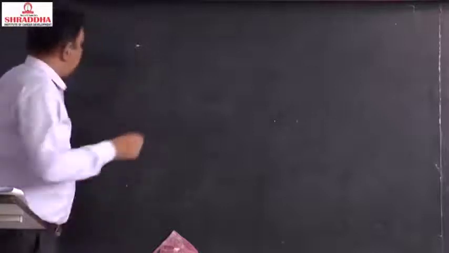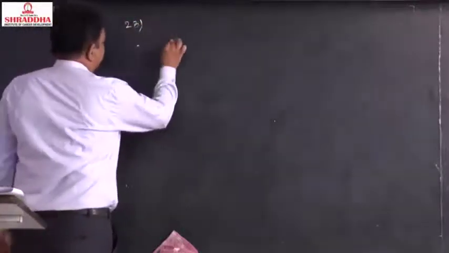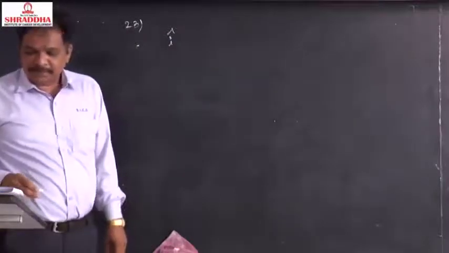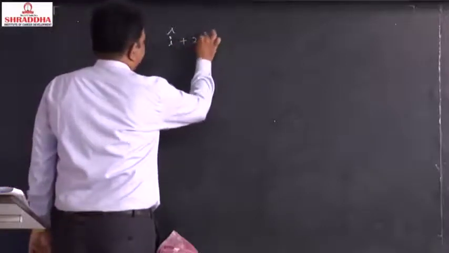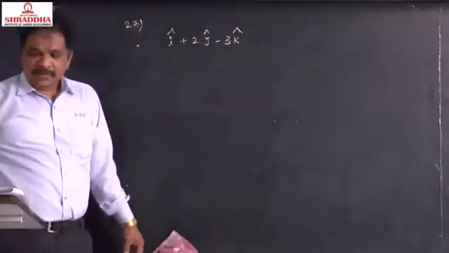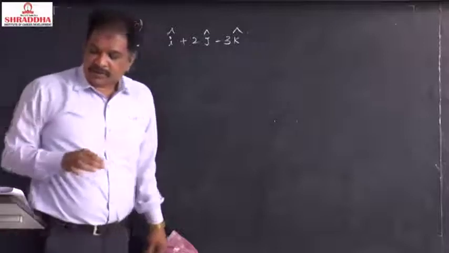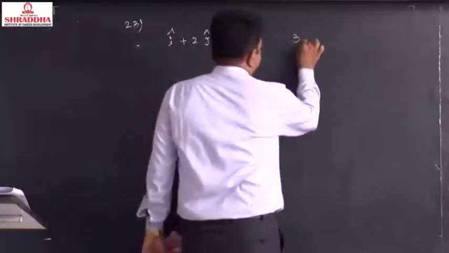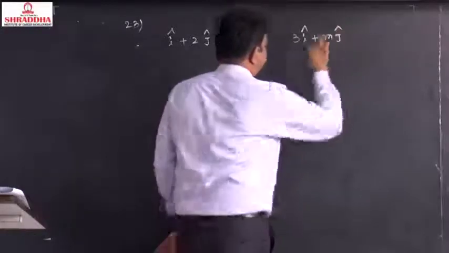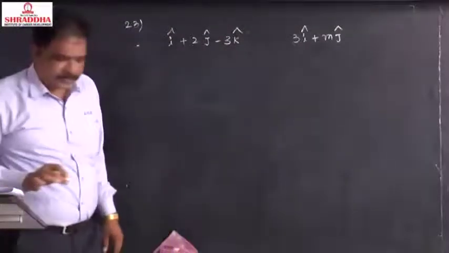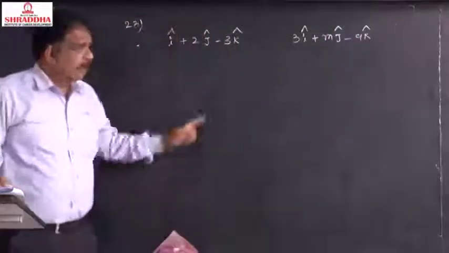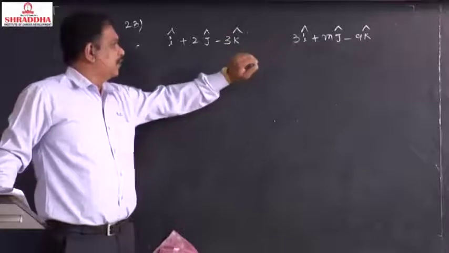So what they are asking: one vector is there, that vector is i cap plus 2j cap minus 3k cap. This vector is parallel to another vector, 3i cap plus mj cap minus 9k cap. Then find the value of m. That is the question they are asking.